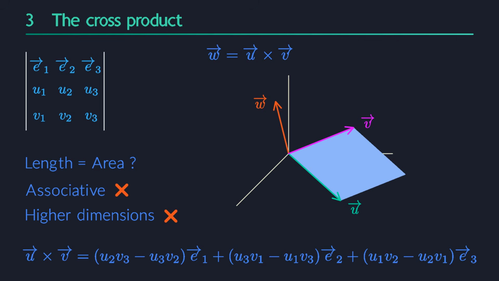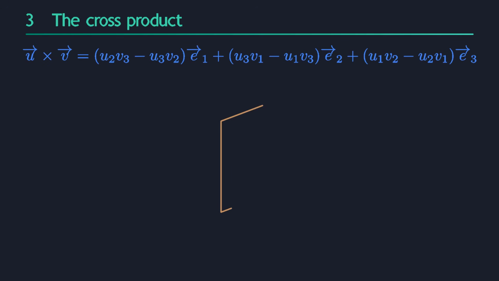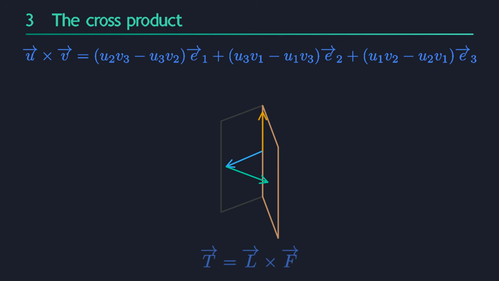Now, don't get me wrong, the cross product is definitely useful. When you apply a force in a rotating arc, such as when you pull open a door, the rotational force is called the torque. It's typically defined as the cross product between the force vector and the vector that runs from the hinges to the door handle.